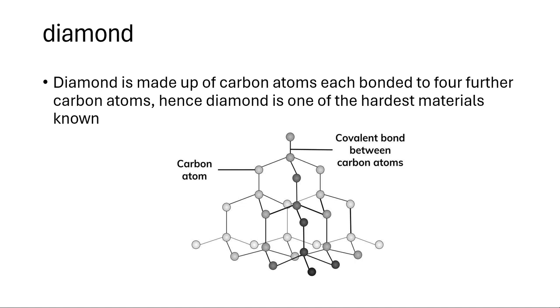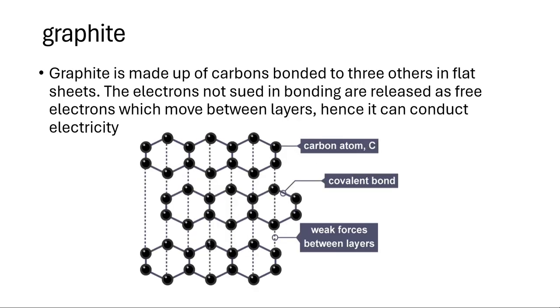So as you see, you've got the carbon connected to four other carbons here, and because of those four bonds, this creates a big lattice structure. So it's very strong. They say pressure makes diamonds.